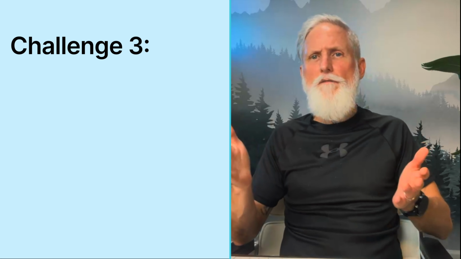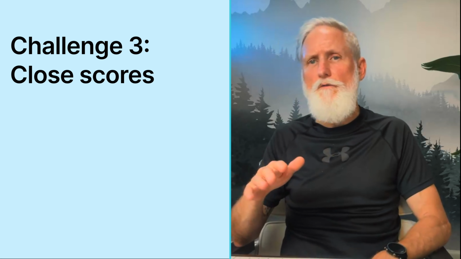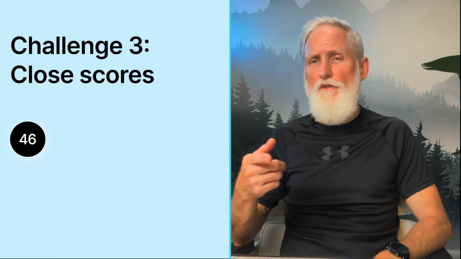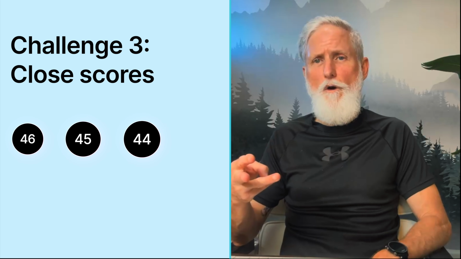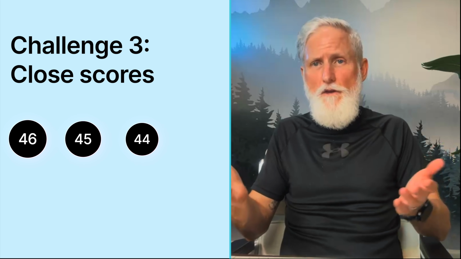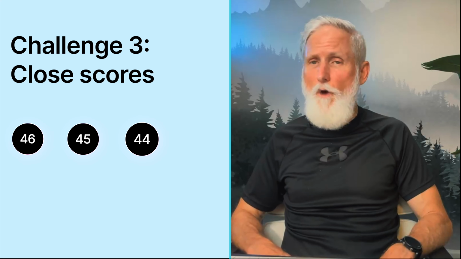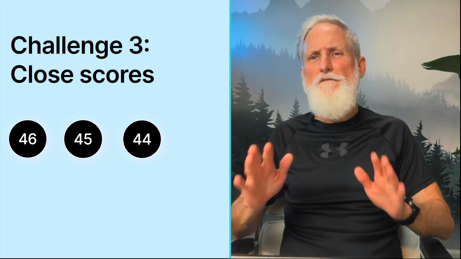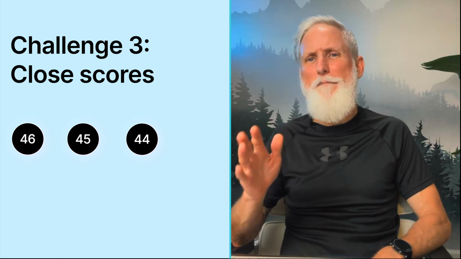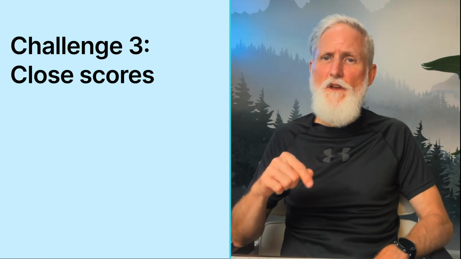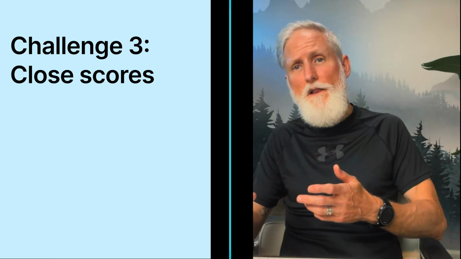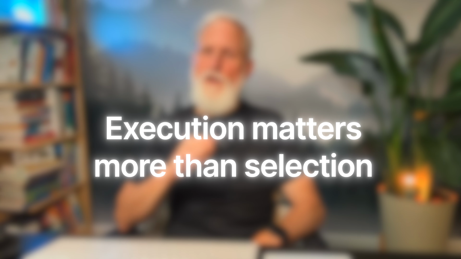Challenge 3, what if all the scores are super close? When you get something like a 46, a 45, and a 44, that is actually good news. It means all options are rock solid. So don't manufacture differences. Either pick based on implementation ease, or you could run a small pilot, or here's a thought, you could flip a coin. When options are that close, execution matters more than selection.